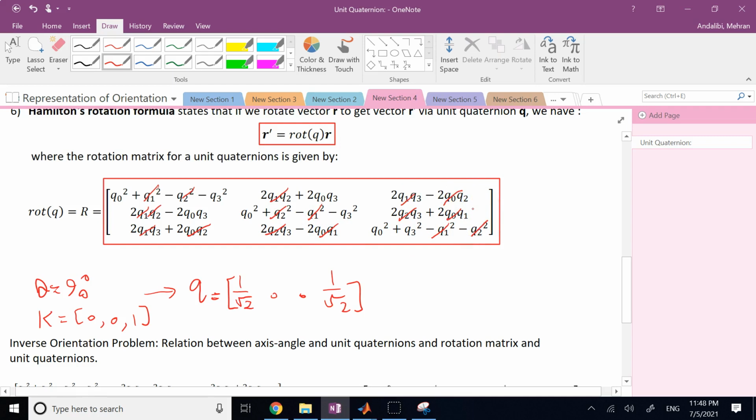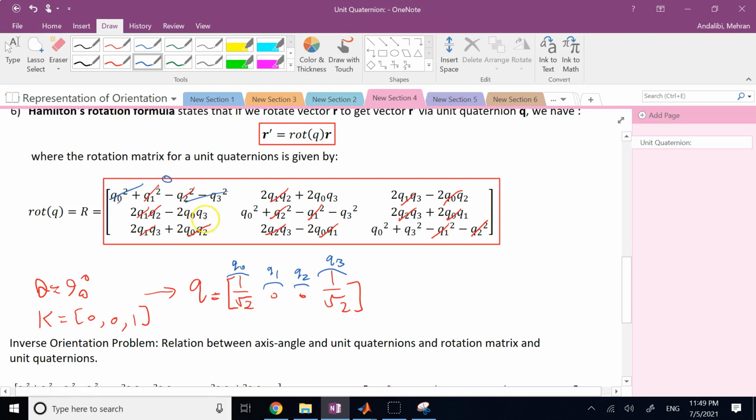Okay, all of these terms are 0 because they're all Q1 and Q2, which are 0. And then Q0 and Q3 are what? They are both 1 over square root 2. So here I'm subtracting the square of Q0 and Q3, but they are the same thing. So the result of this thing is 0.